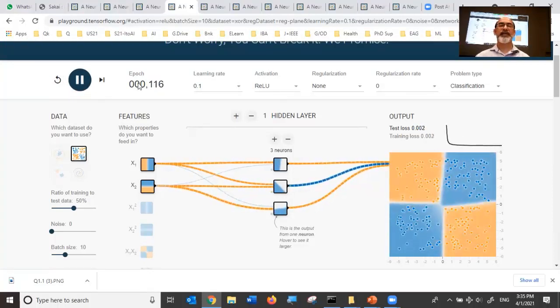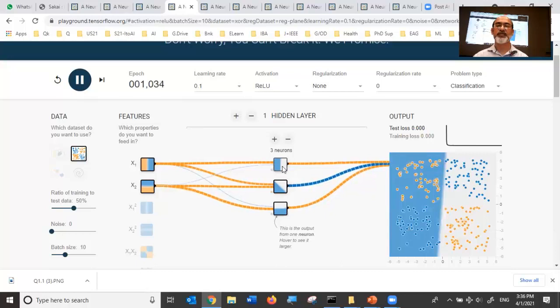Okay, so you can see that if I increase the learning rate, it is able to find a solution pretty fast. In fact, the training loss is now exactly 0, and the test loss is also exactly 0. So it's been able to differentiate between all the 4 quadrants exactly, using these 3 neurons. And you can see all 3 of them are being used.